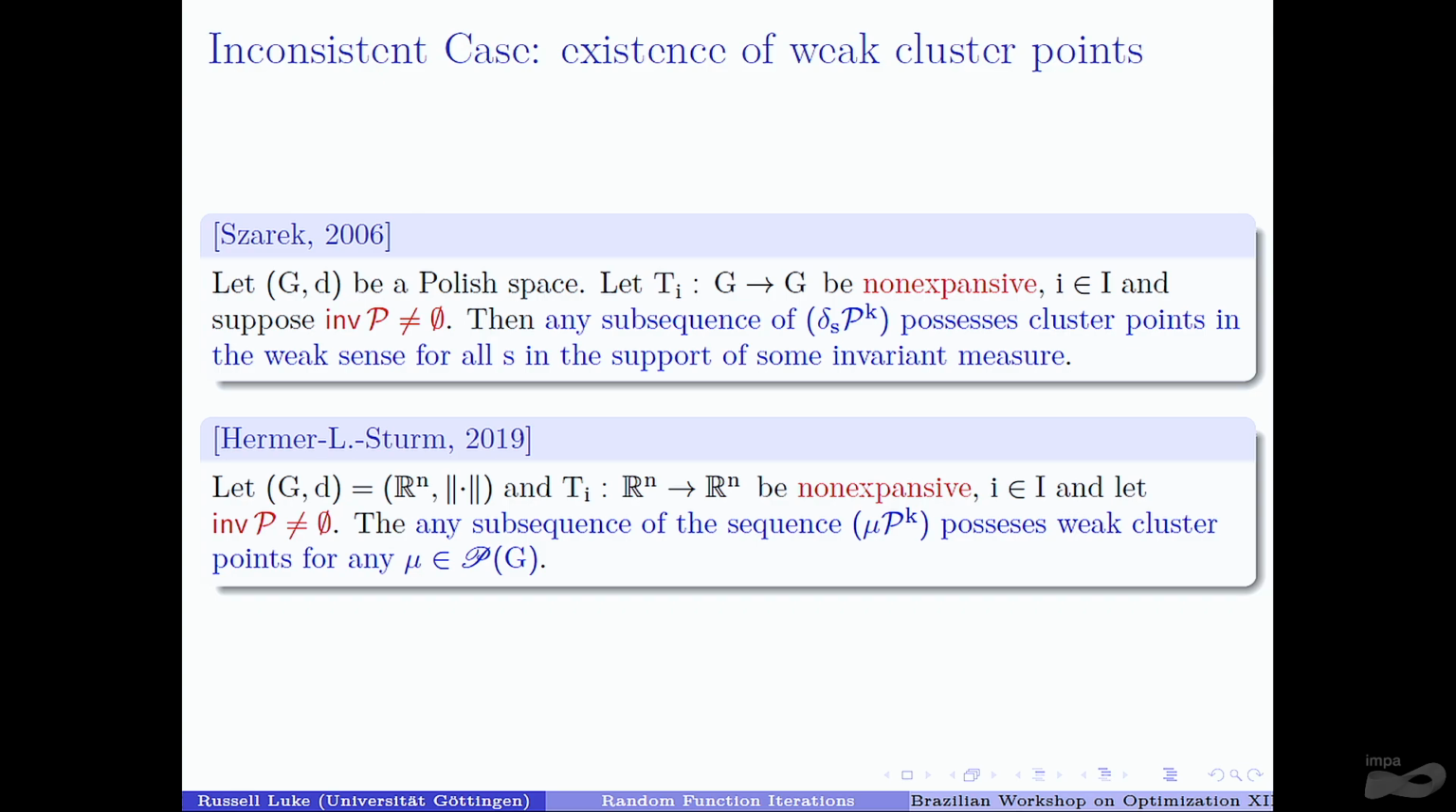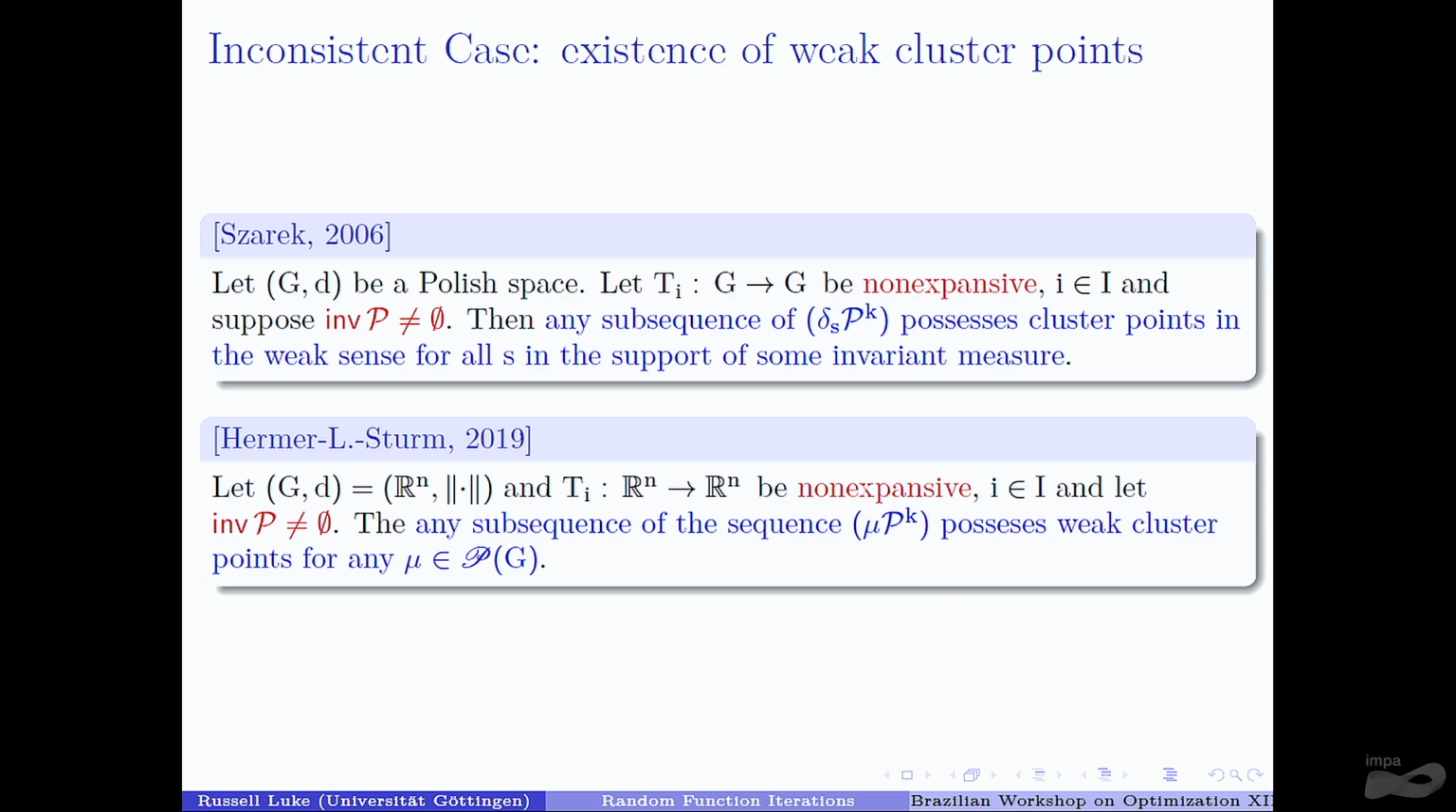Now, but here's the trick. This is initialized by a delta function at S. What is S? S is some point in the support of the invariant measure in the set of invariant measures. So you have to know the support of the solutions that you're heading to. You might not know the distributions, but you have to know where those are supported. So this is an ergodic result. If you initialize with some distribution that has that support, then this possesses cluster points in the weak sense for all S in the support of some invariant measure. So that is not very nice.